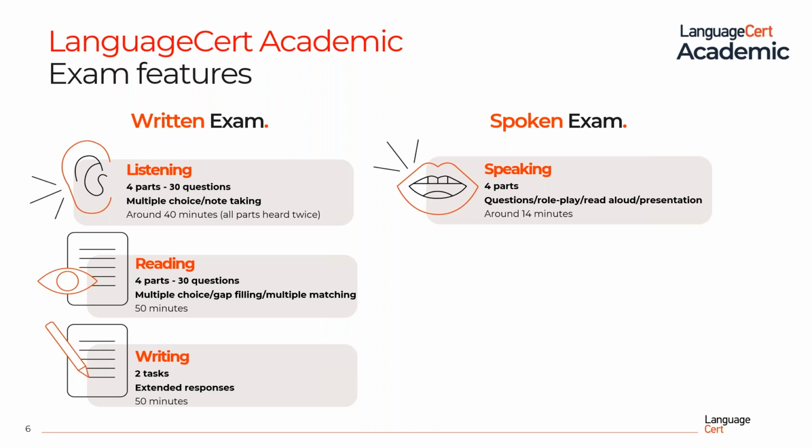The reading component consists of 4 parts, and candidates are asked to answer 30 questions in all. In terms of question types, candidates are required to answer multiple choice questions, gap-filling questions, and multiple matching questions. The duration of the reading section is 50 minutes. Switching to the writing section now, candidates need to do 2 tasks and produce 2 extended responses in 50 minutes.